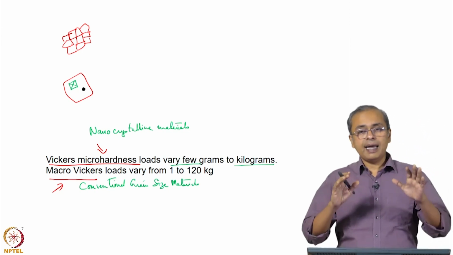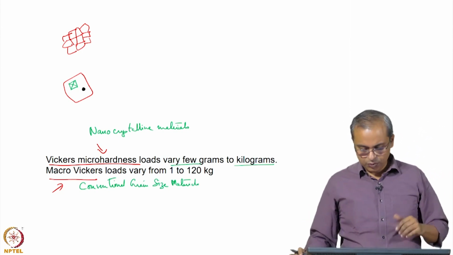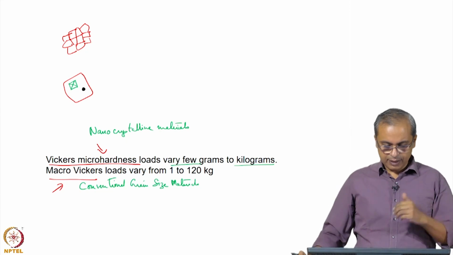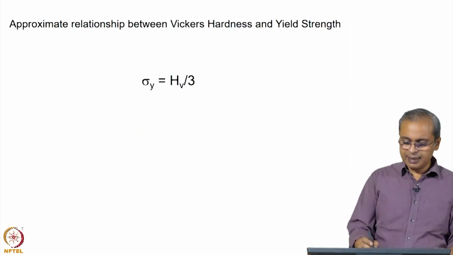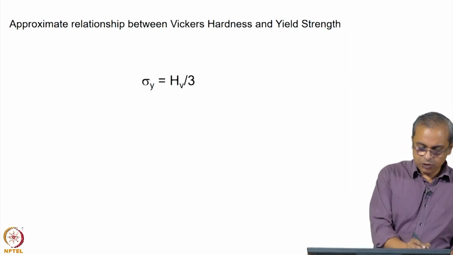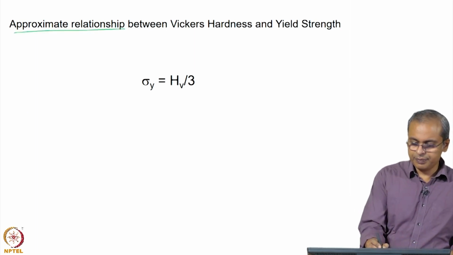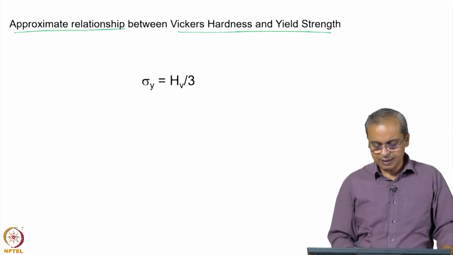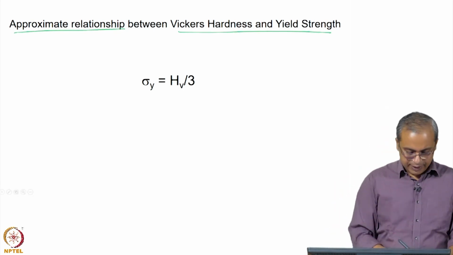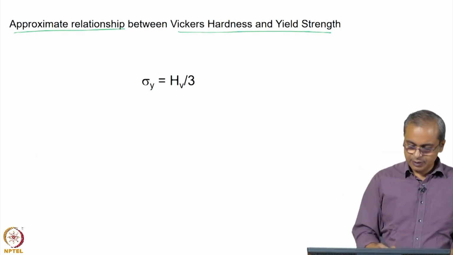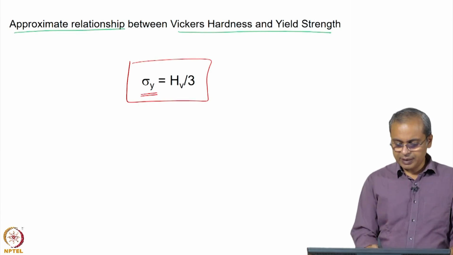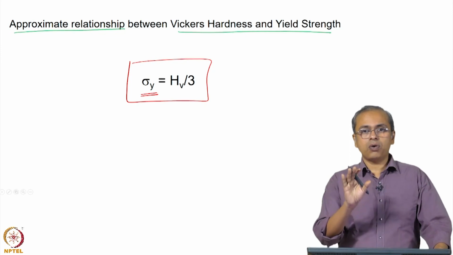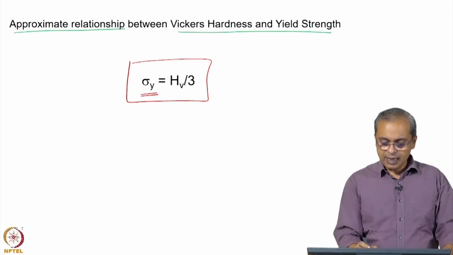Now, having gotten the hardness value, the one other detail that I would like to add before we close is the fact that because of an approximate relationship between Vickers hardness and yield strength, the yield strength can be approximated as shown here. Using this approximation we can get the yield strength of that material based on the hardness value we have obtained.